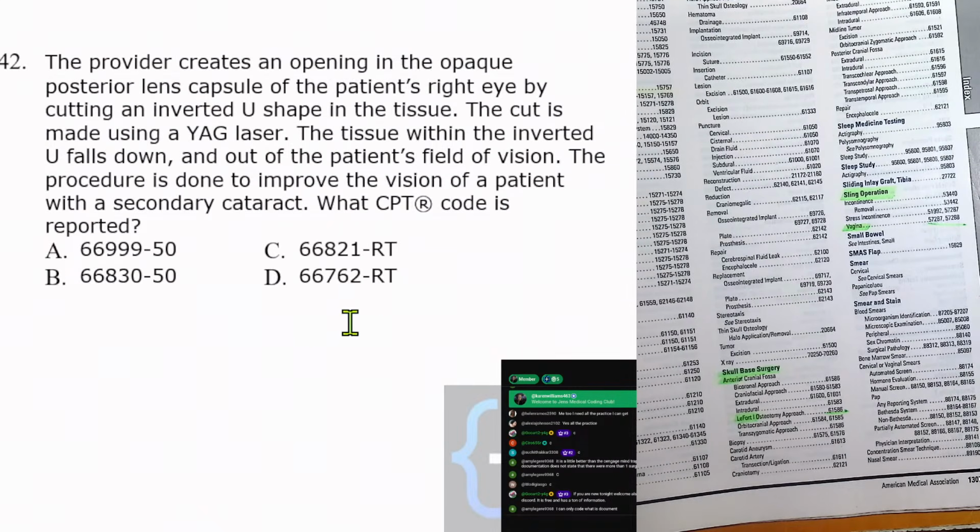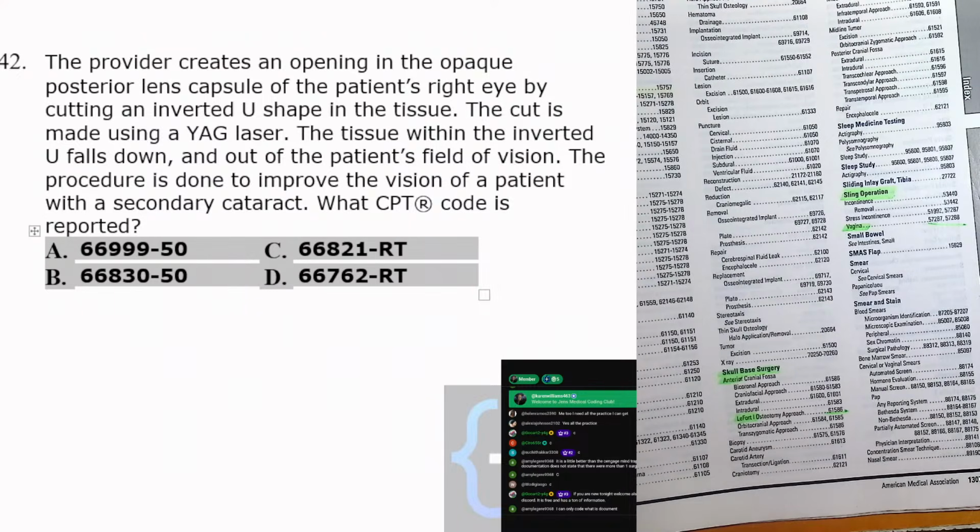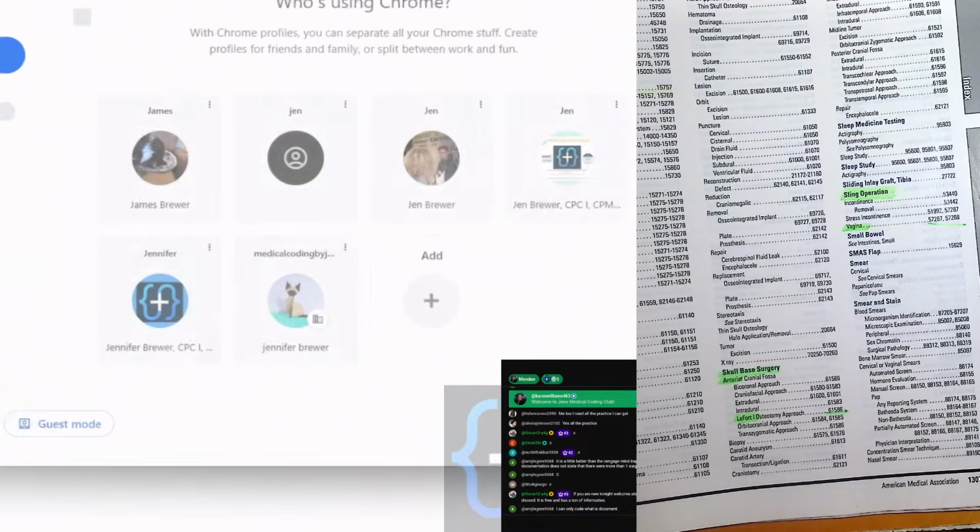Let me get this one formatted prettier for you guys. I can only code what is documented. That's right, Amy. Let's see.